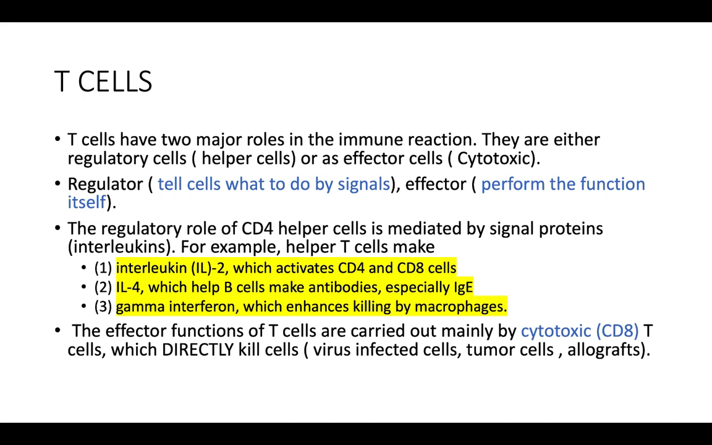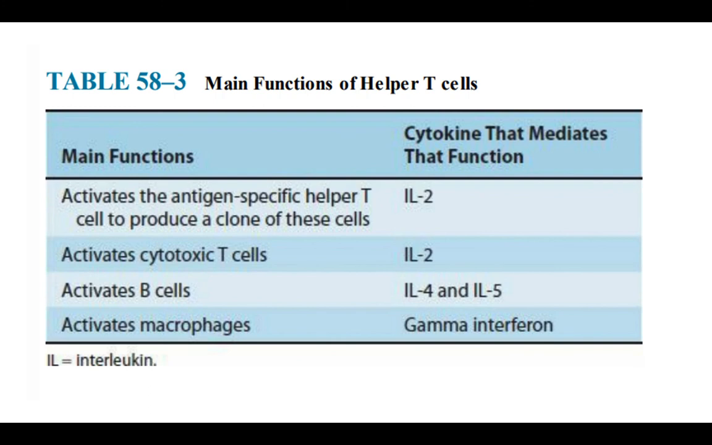So the effector function of T cells is the job doing, يعني. The regulator is the job managing. واحدة manager, واحدة doer. So that's what we just mentioned. Activate macrophages, B cells, T cells, and then activate antigen specific T cells to produce clones of these cells. So as I mentioned, it's very important to know that interleukin 2 is the signal for clonal proliferation and activation of CD4 and CD8 cells by function of activating CD4 cells.